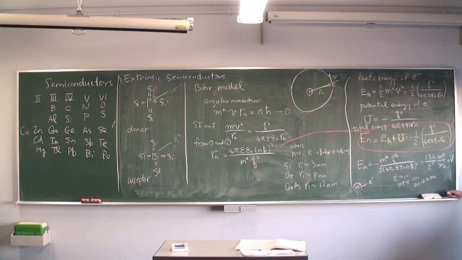Sorry, there's one thing missing. N square. I forgot to put N square. Okay? So now, typically, En for a semiconductor is smaller than 0.1 electron volts, or less than 100 milli electron volts. Okay?